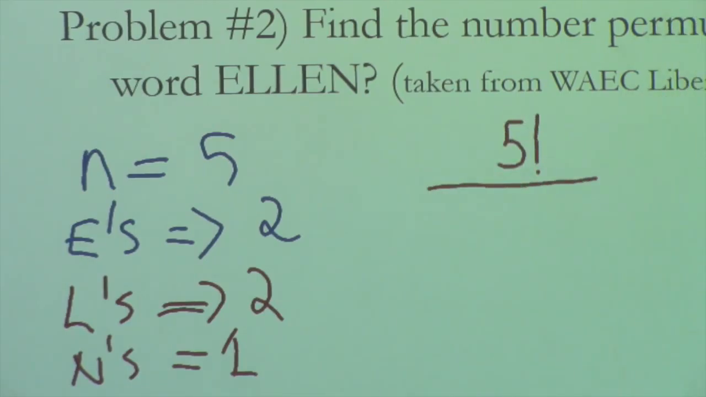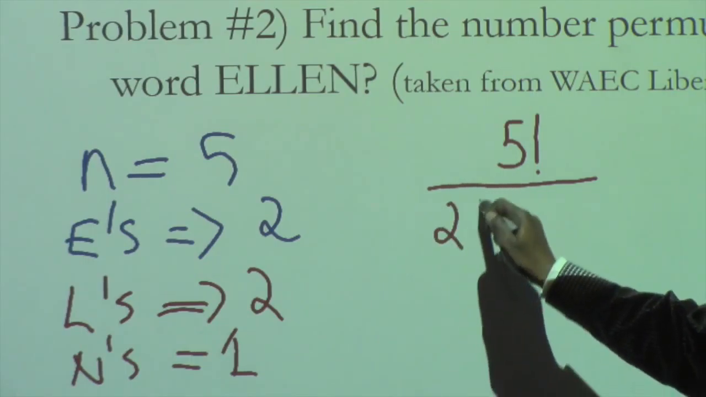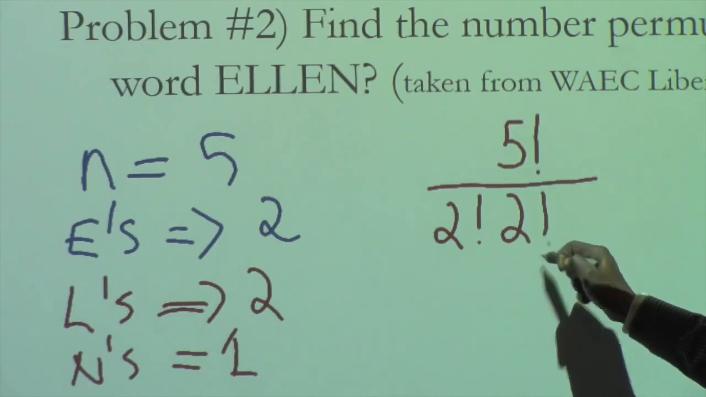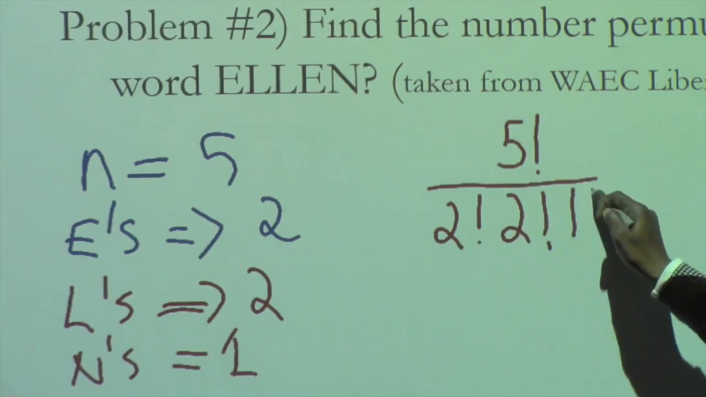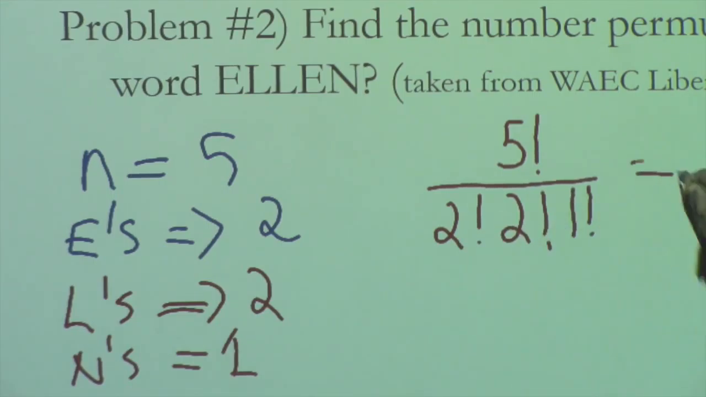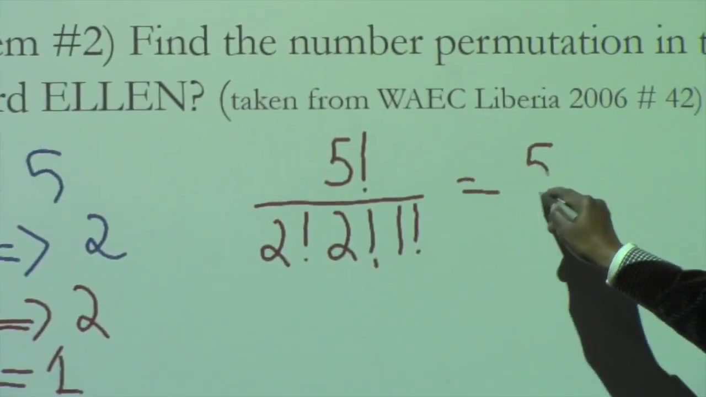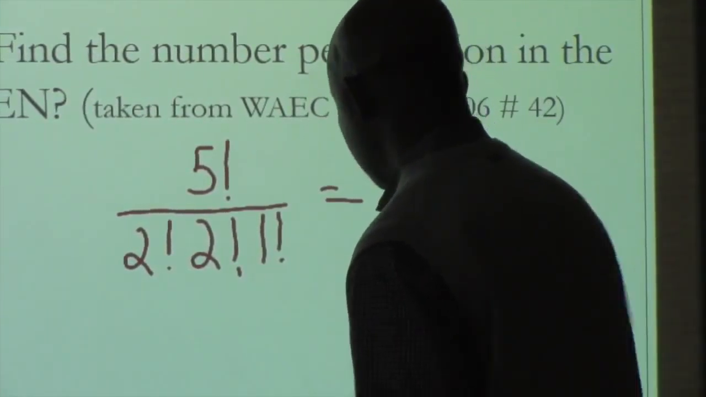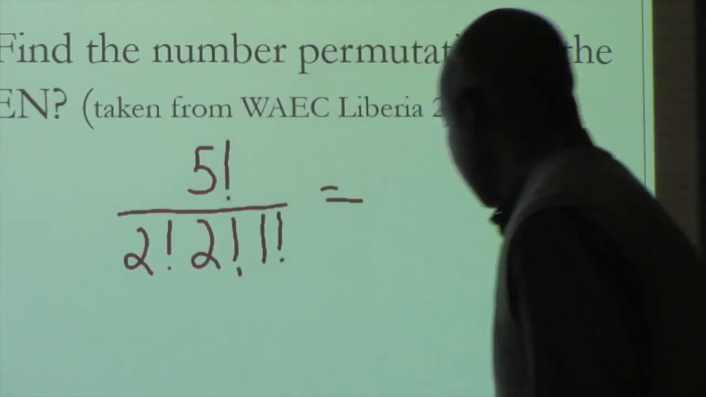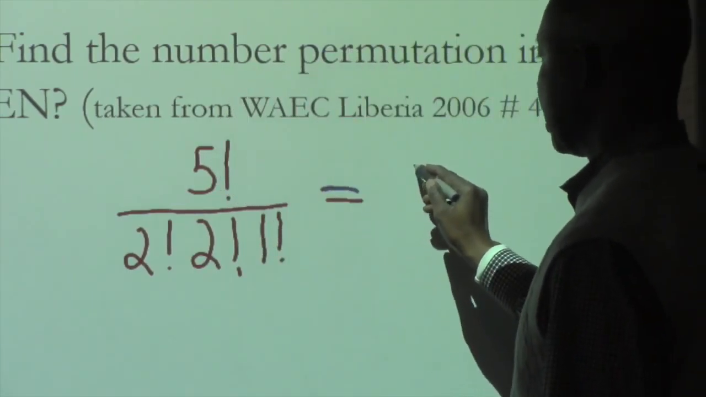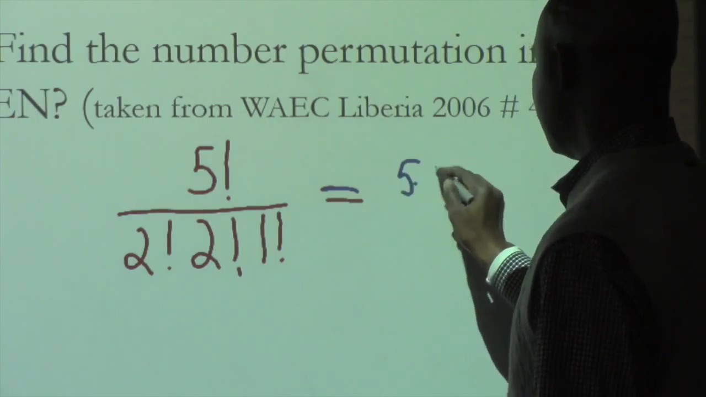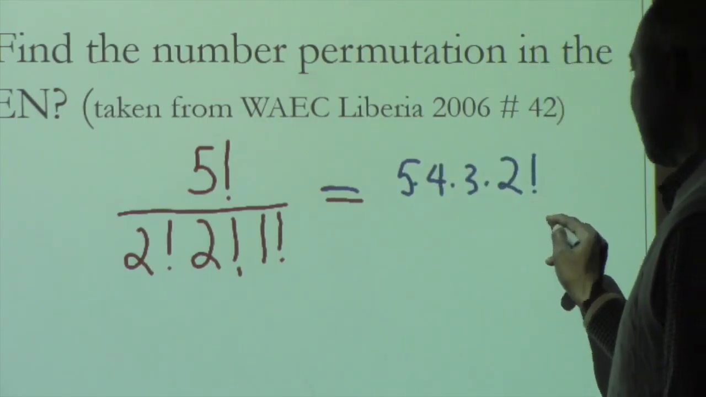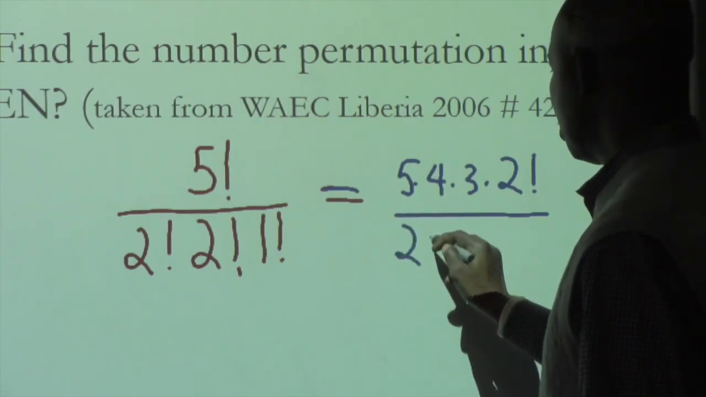over 2 factorial because of the 2 E's, 2 factorial because of the 2 L's, and 1 factorial because of the 1 N. So we have 5 factorial, and again, I'm going to use this computation strategy. I want to do some cancellation and minimize my computation. So I'll do 5 times 4 times 3 times 2 factorial. I will leave it like that. And 1 factorial is just going to be 1.